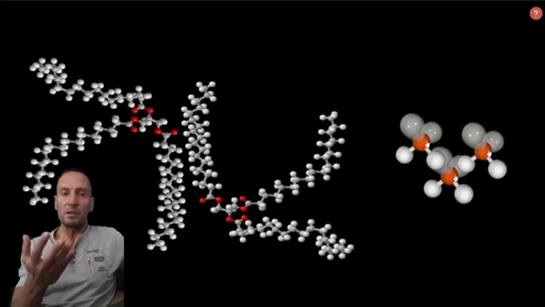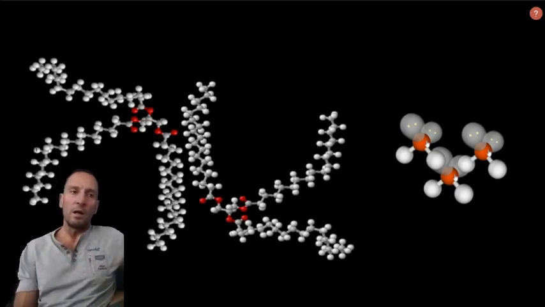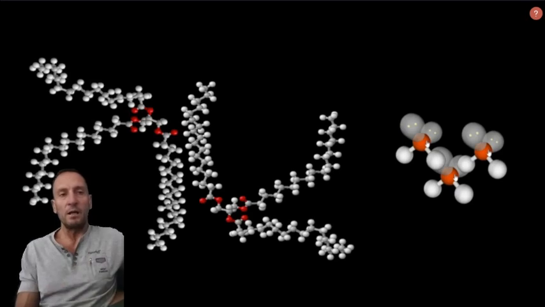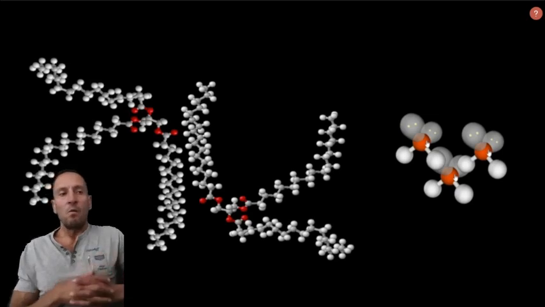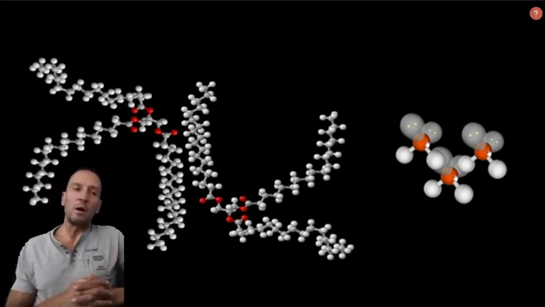Now the next question arises: if that's the case, why is oil not soluble? Why is oil not soluble? As you can see, that's the ball and stick figure of oil, and then you see the ball and stick representation of a water molecule. Now, why is the oil not dissolved in water?